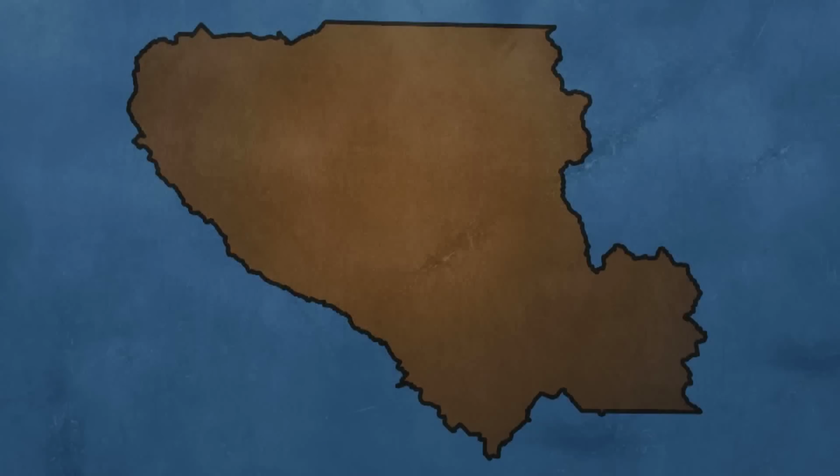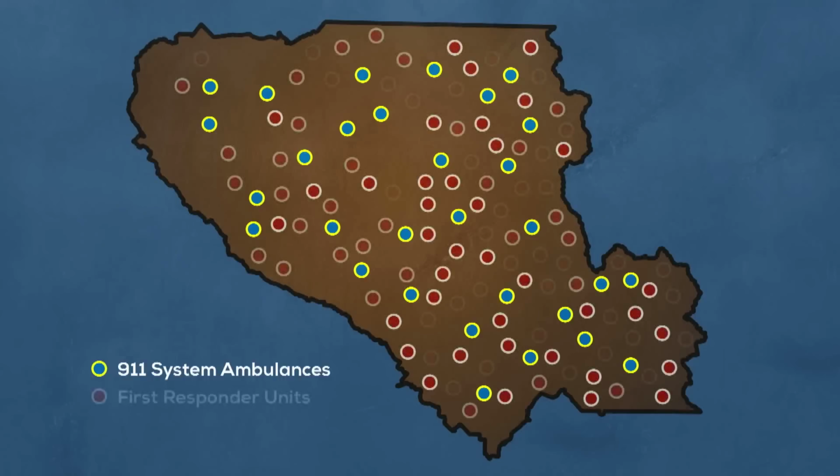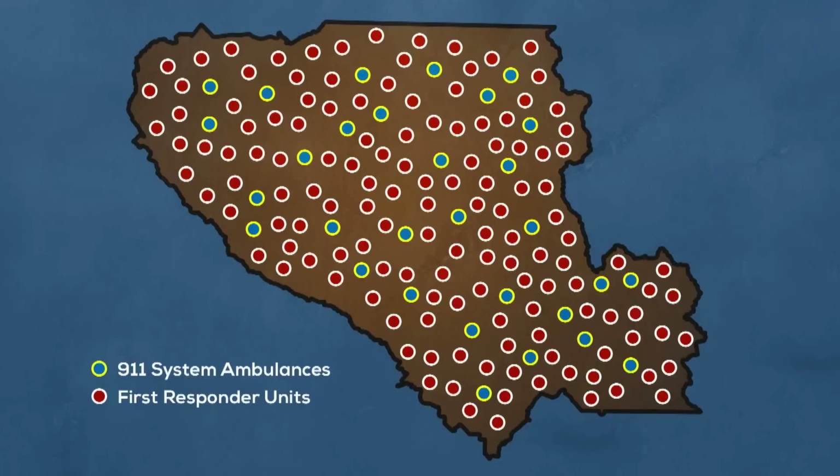Keeping ambulances available to transport is important because of the lower number of 911 system ambulances compared to the number of first responder units. There are usually between 24 and 34 ambulances working the entire 911 system at a time, which means that throughout Santa Clara County, in-service first responder units routinely outnumber ambulances at least 4 to 1.